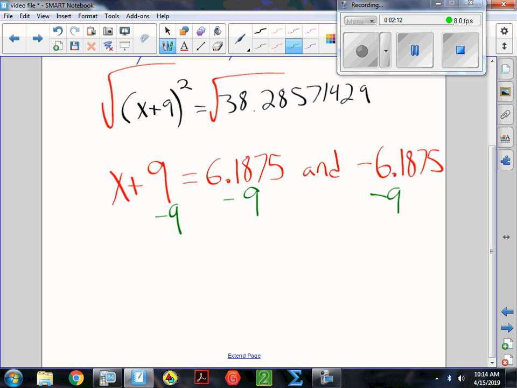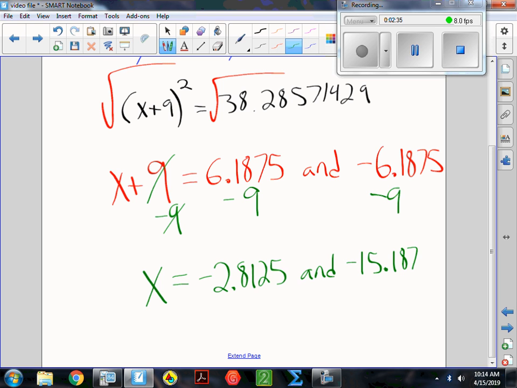Minus 9. Okay, subtracting 9 to get x by itself. So 6.1875 minus 9 is negative 2.8125. You could say negative 2.81. And then this one is just negative 6 and negative 9, so negative 15.1875. Again, I'm just subtracting now. Adding or subtracting isn't going to change your decimal very much. So if you rounded there at the end, or the second to the end, that would be okay.